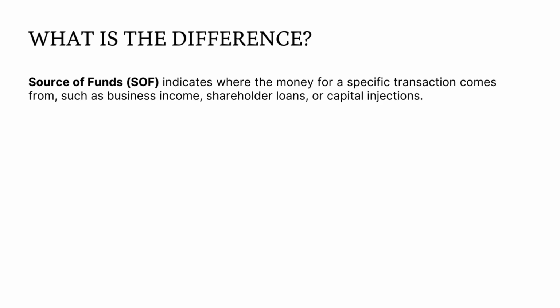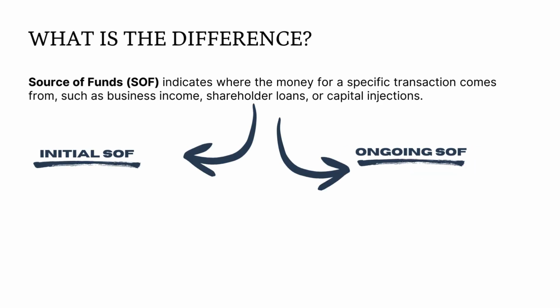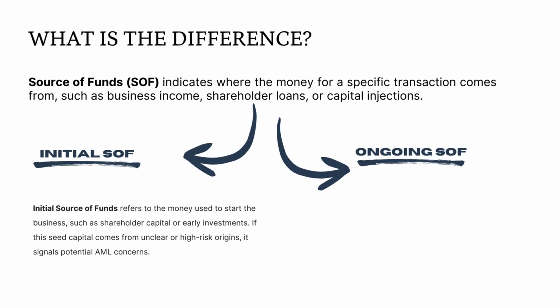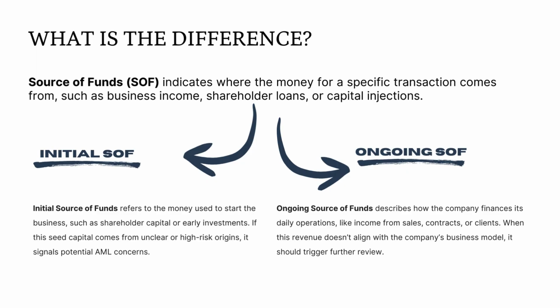When reviewing a company, separate the initial and ongoing sources of funds. The initial source is the money used to start the business, the seed capital. If that came from unclear or high-risk origins, it's already a red flag. The ongoing source is how the company stays afloat. Its sales, contracts, and customers. If that income doesn't match its business model, it deserves scrutiny.